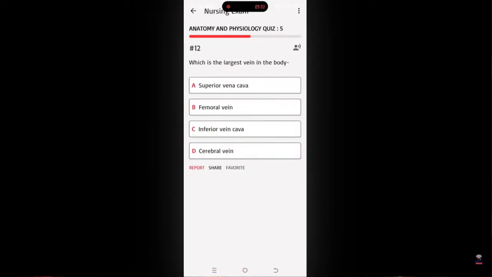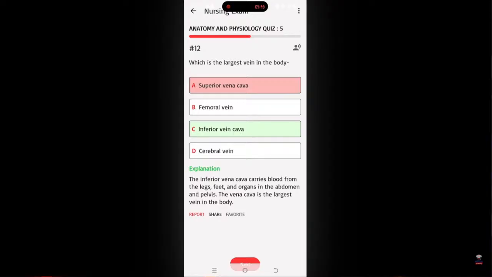Which is the largest vein in the body? A. Superior vena cava. B. Femoral vein. C. Inferior vein cava. D. Cerebral vein. No. Correct answer is C. The inferior vena cava carries blood from the legs, feet, and organs in the abdomen and pelvis. The vena cava is the largest vein in the body.